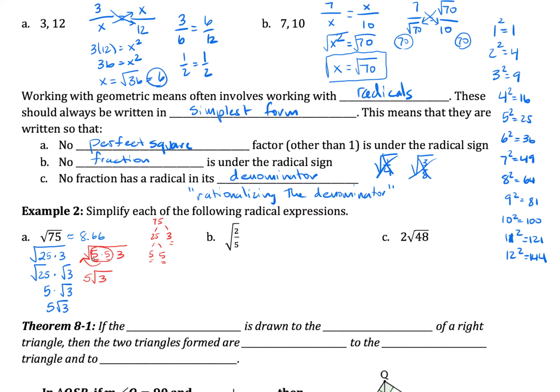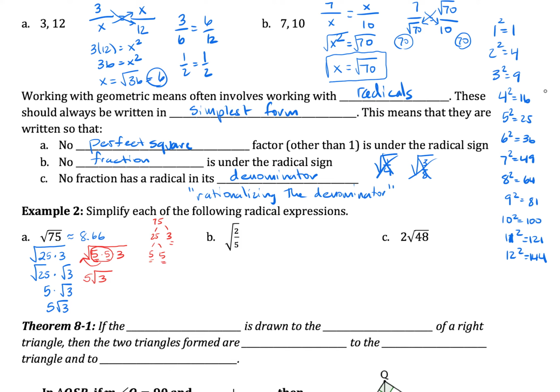So you can see my prime factorization was 5, 5, 3. I circled the 2 5s. It came outside as a single 5, and the 3 stayed underneath the radical sign there. Again, 5 root 3 is my simplified form of square root 75. And so you see, I got the same answer either way. It's just a personal preference which you like to do.